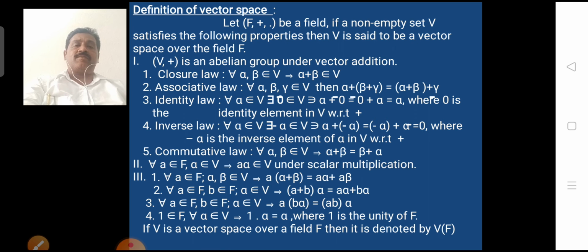The first property is (V, +) is an abelian group with respect to vector addition. Here we are taking vector addition as a binary operation, and it is also called internal composition. We all know what is abelian group. In the definition of abelian group, we mention 5 laws involved in abelian group. They are: one is the closure law, second one is the associative law, third one is the identity law, fourth the inverse law, fifth the commutative law. First one, closure law.